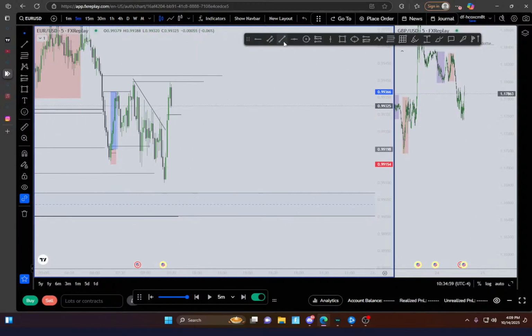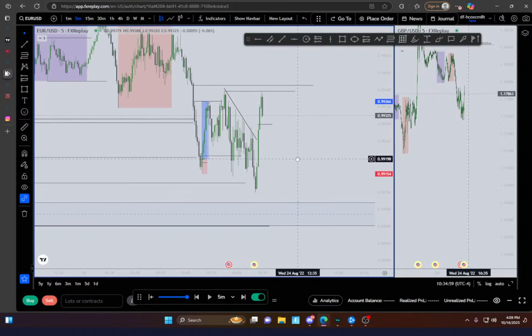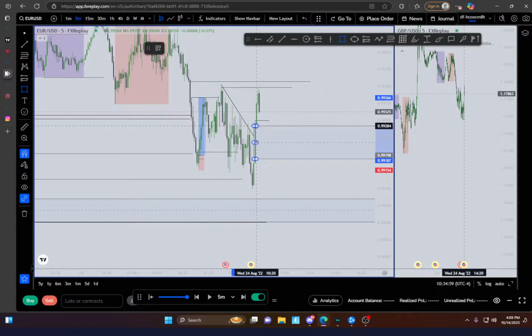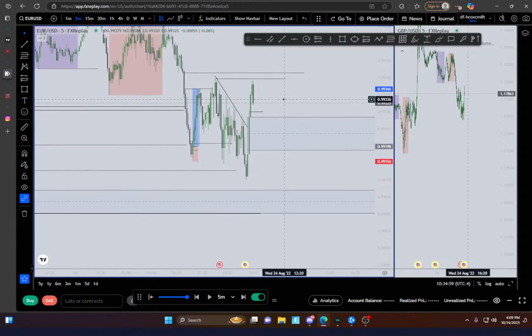So now we have a manipulation down, reacting off of absolute nothing to fill inefficiency, more than likely. So fill this. That would be a pretty nice buy opportunity. Or we could do 50% of this for a nice entry. So that would be ideal. Let's do that actually.